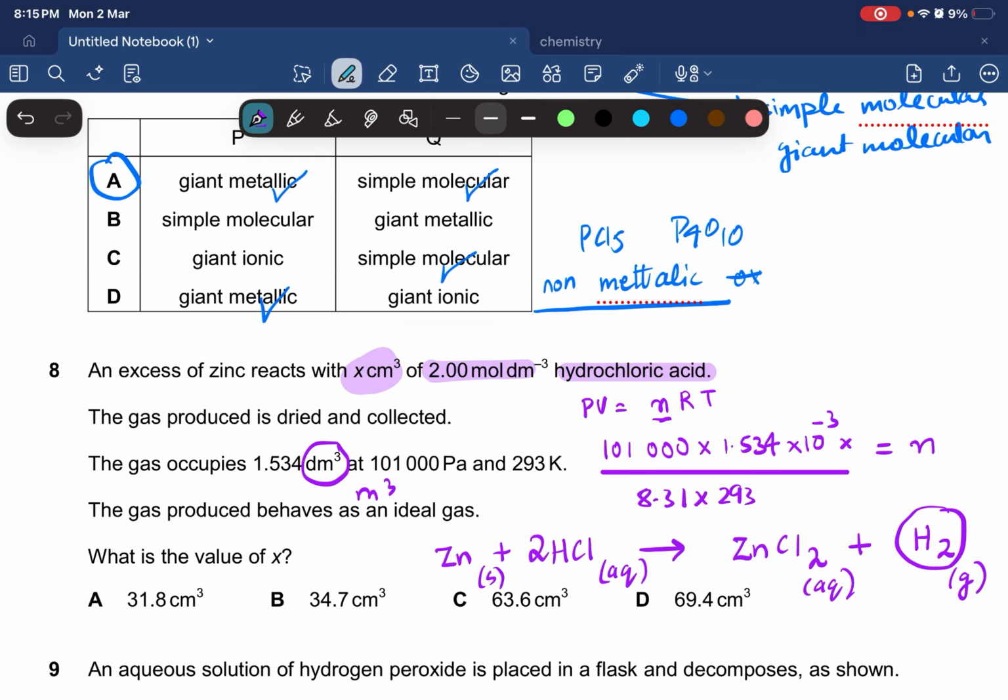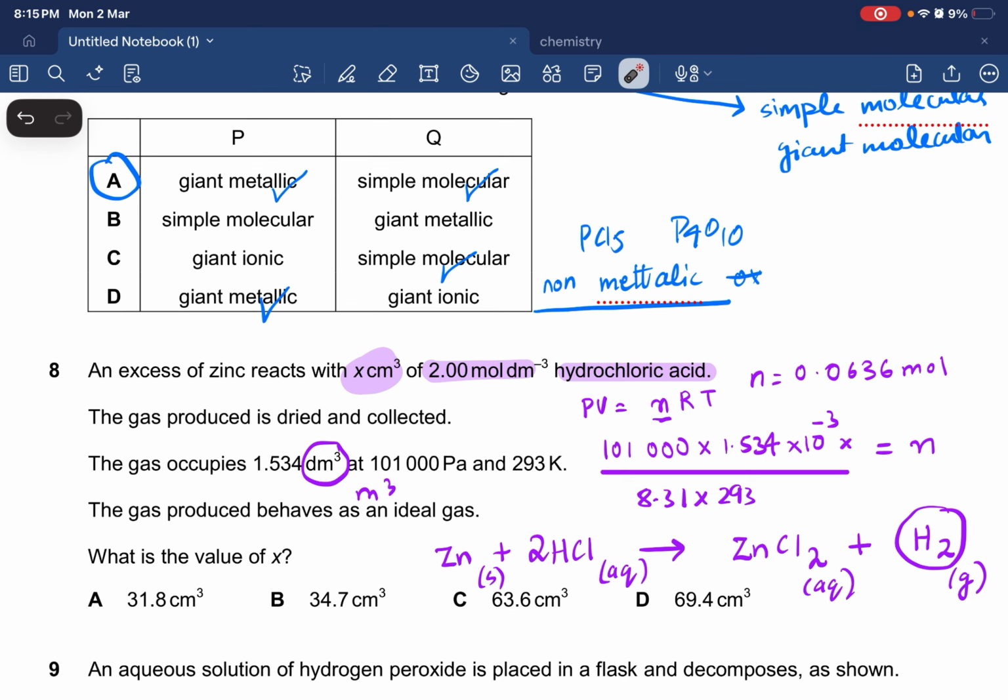Let's plug this into our calculator and see what we get. 101,123 times 1.534 times 10 raised to power -3 over 8.31 times 293. What do we get? n comes out to be 0.0636 moles. Now I know that I need the moles of my hydrochloric acid. If I have this many moles of H2, the moles of my acid are going to be double, because there's a 2:1 ratio over here.